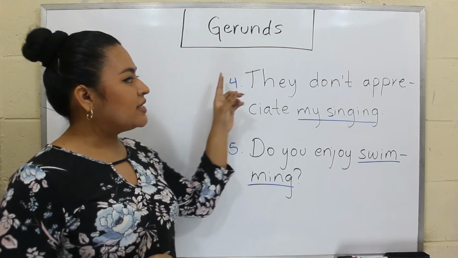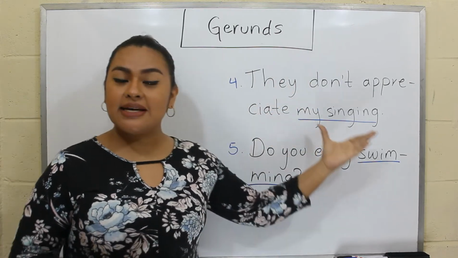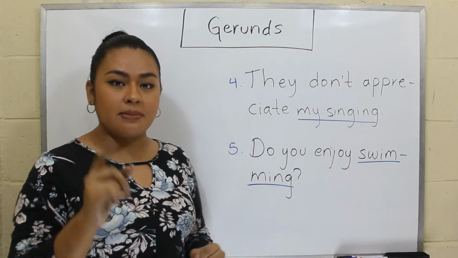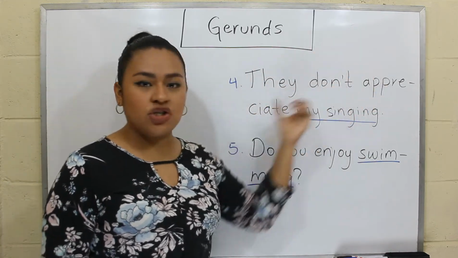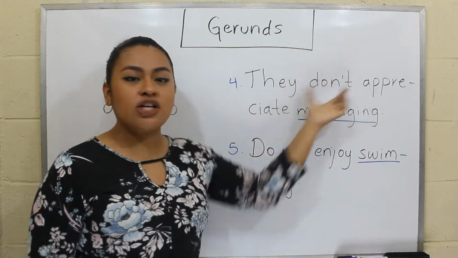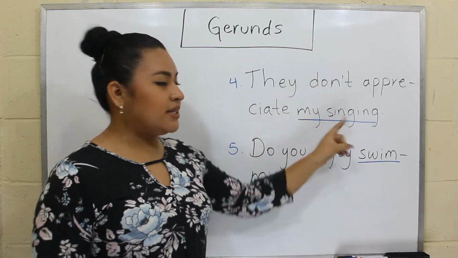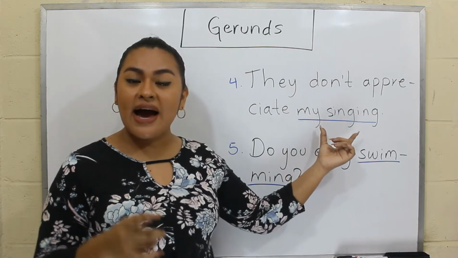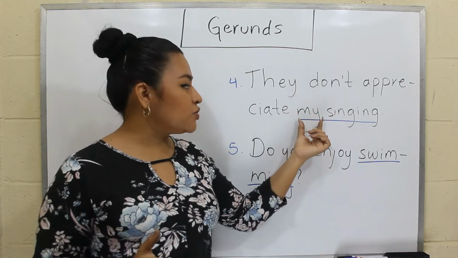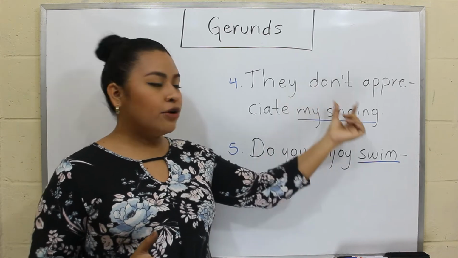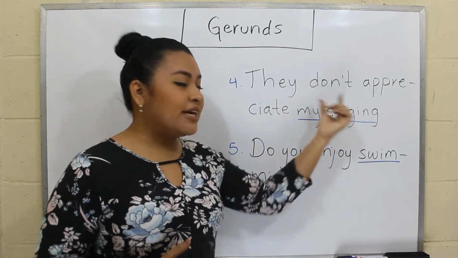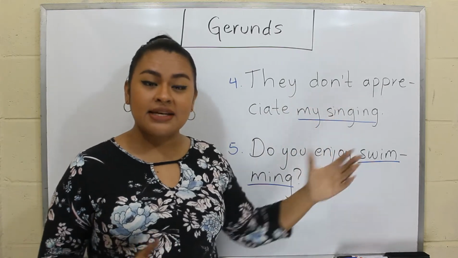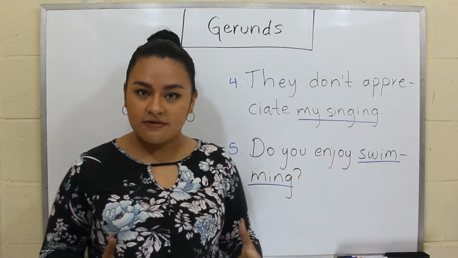The first one, they don't appreciate my singing. In here, we identify first the main verb, appreciate. So they don't appreciate what? My singing. In this case, we don't have a gerund. We have a gerund phrase because we have my before the gerund. So that is a gerund phrase. And in this case, the gerund phrase is acting as the direct object.